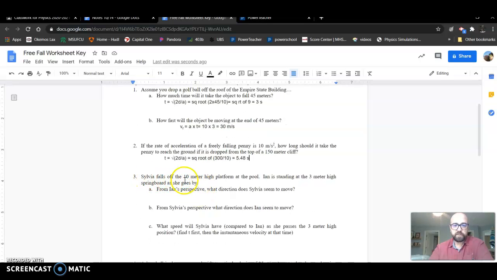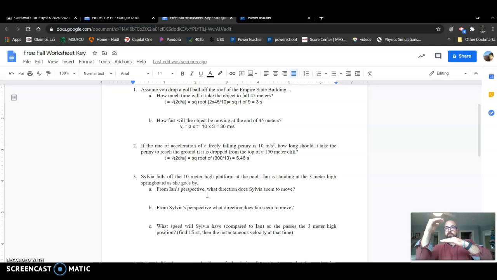And here, Sylvia falls off the 10-meter high platform at the pool. Ian is standing at the 3-meter high springboard as she goes by. So here's Ian, here's Sylvia above him. The first question says, from his perspective, what direction does she seem to move? So he looks up and she's moving down.